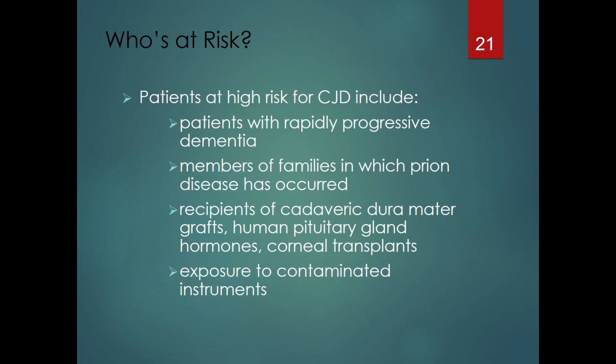Patients at high risk for CJD include those with rapidly progressive dementia, those with a familial history of prion disease, recipients of cadaveric dura mater grafts, human pituitary gland hormones, and corneal transplants, as well as those who have been exposed to contaminated instruments.